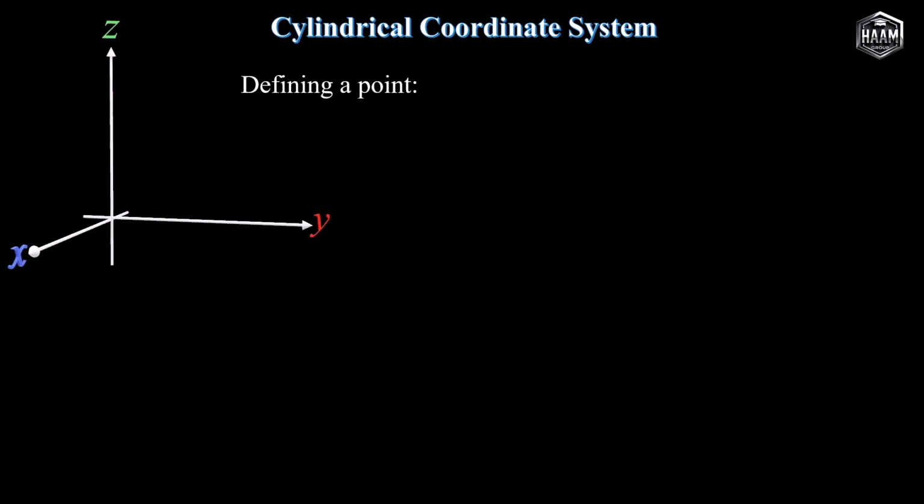Cylindrical Coordinate System. In the cylindrical coordinate system, we first define a point. Considering the Cartesian coordinate system with point P located on it, P is determined by length x, y, and height z. In the cylindrical coordinate system, the variables defining a point are r, phi, and z. Here R represents the distance of the point from the z-axis.